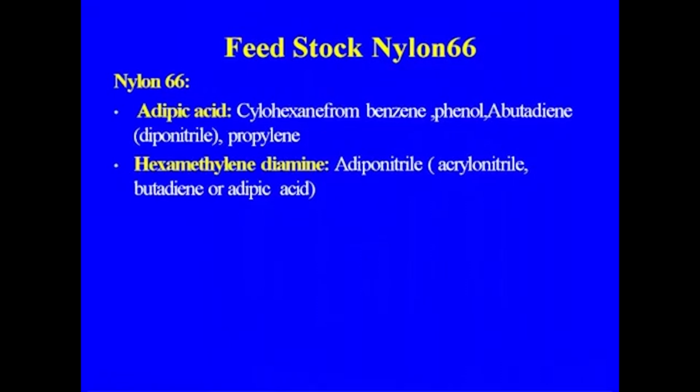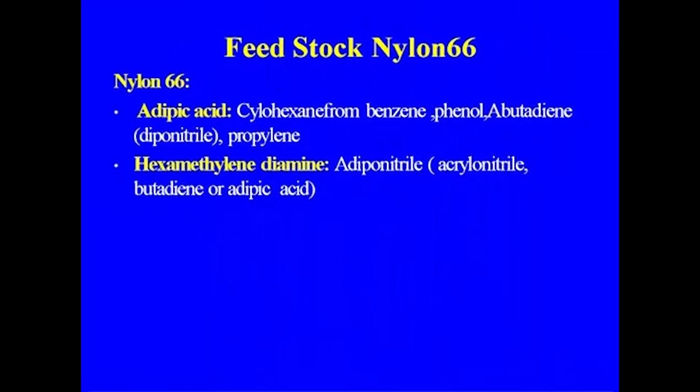Now let us discuss nylon 66. Already I have told you why we are interested in nylon 66, because nylon 66 has a higher melting point than nylon 6. But here we need two important feedstocks, adipic acid and hexamethyldiamine, and one of the technologies for adipic acid has been developed by IIT Dehradun in India and has been commercialized also. For adipic acid we need cyclohexane from benzene, or phenol, butadiene, propylene, and for hexamethyldiamine, adiponitrile, which may come from acrylonitrile, butadiene, or adipic acid.